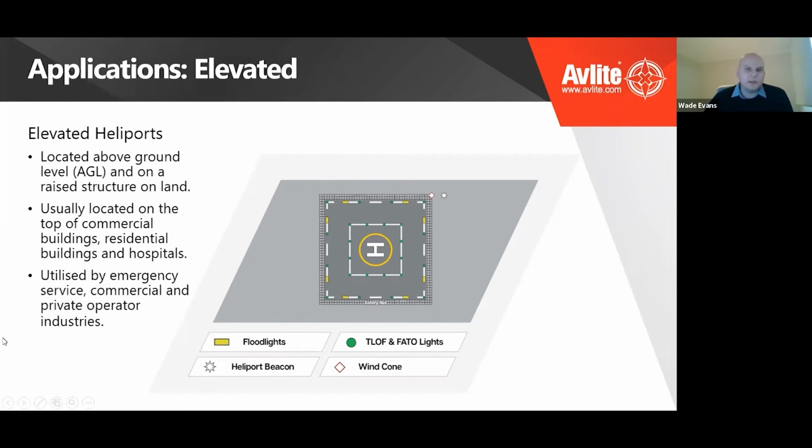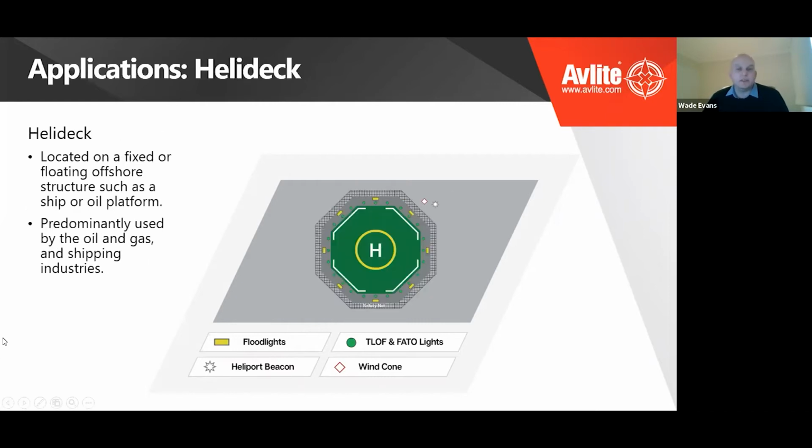From elevated, we then move on to heli decks, which are a specific type of elevated heliport. They're located on fixed or floating offshore structures typically, and they're very specific, like I said, to ship and oil platform applications, predominantly used by the oil and gas industry.